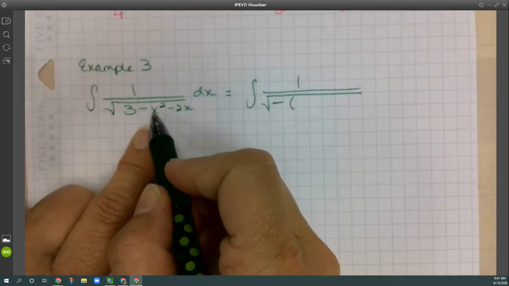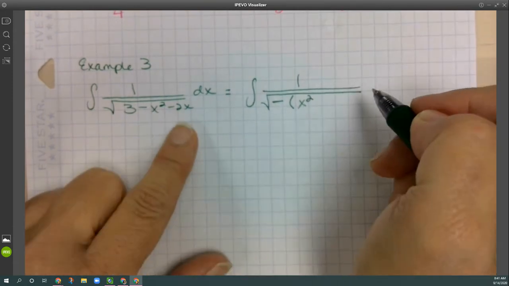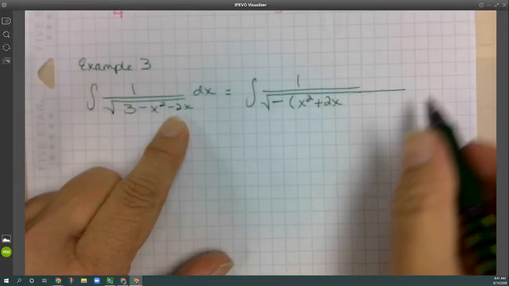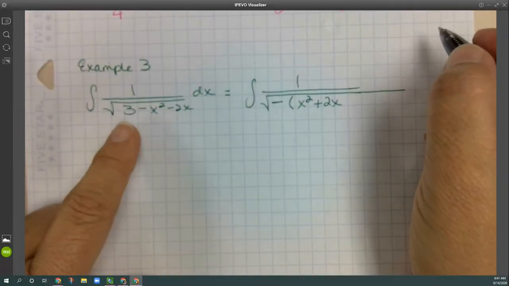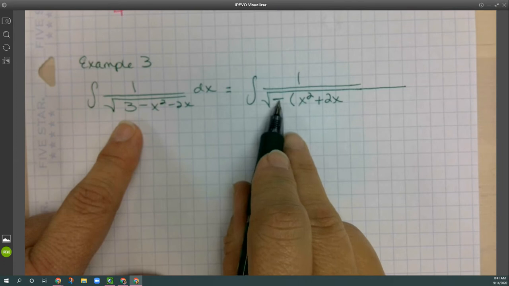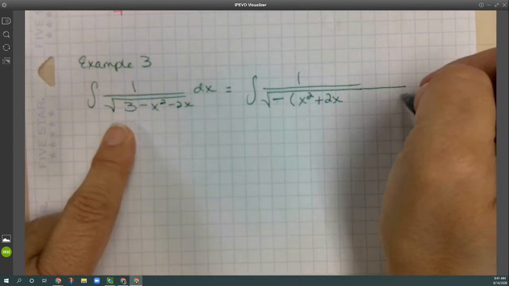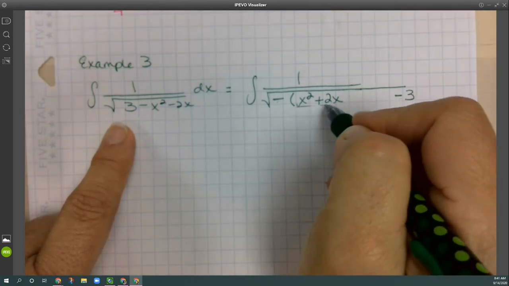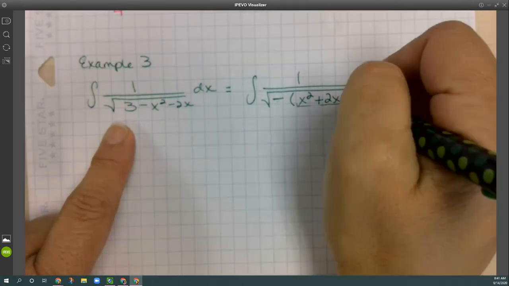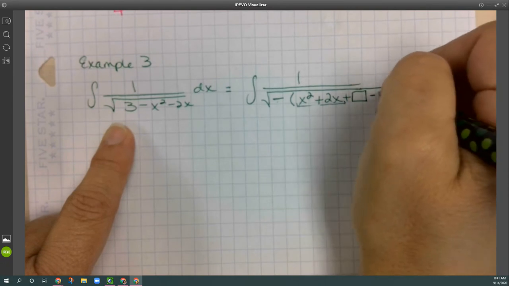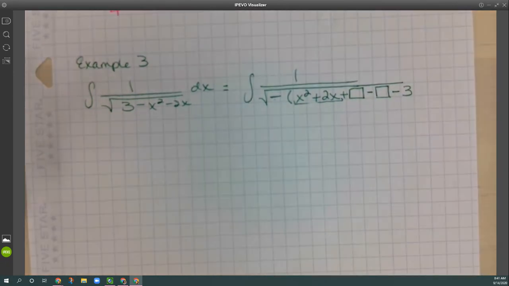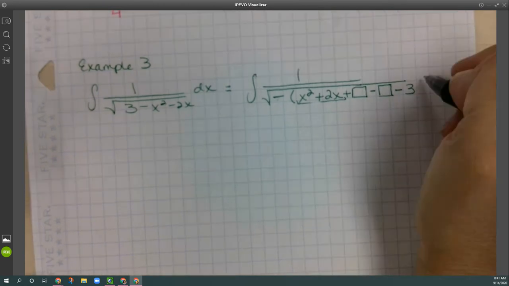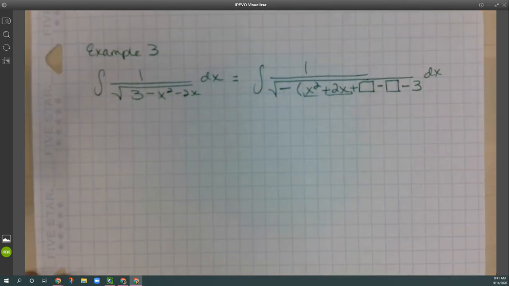If I factor that out, my x squared is going to become positive. This minus 2x will also become positive. I'm skipping some space because I'm going to complete the square here, but I want to finish with this factoring out of the negative. My 3 was positive, so it's going to be a minus 3. Now, these are the two terms that I want to complete the square with. So I'm going to add in something, and then I also need to subtract out that same thing. So I'm going to put in the plus square minus square that I need for my completing the square. And then dx, of course.